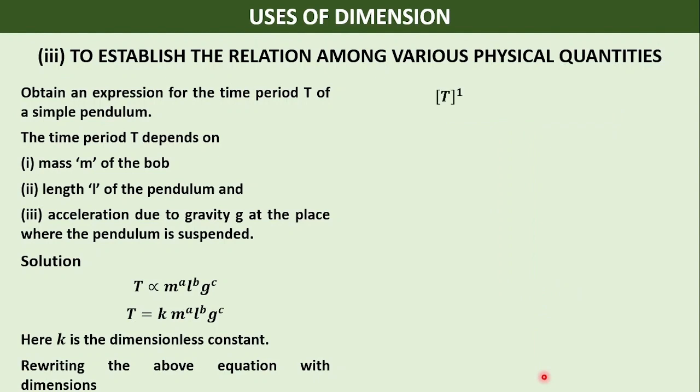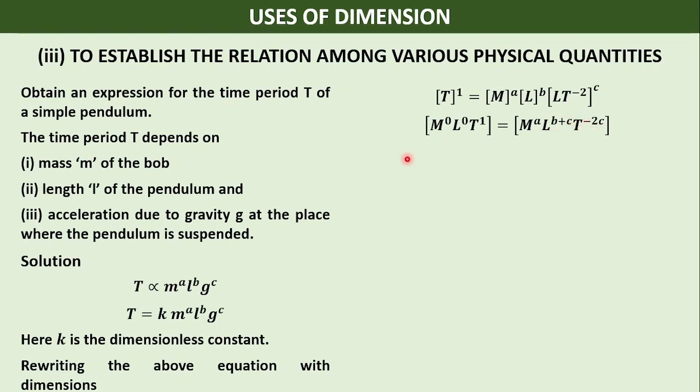We get on the left hand side T power 1, on the right hand side M power A, L power B, and for acceleration, LT power minus 2 to the power C. Now, we are going to write the dimensional formula of time in terms of M and L. So, M power 0, L power 0, T power 1, anything power 0 is 1, equals M power A, right? Is there any M in other terms? No, only one M is there, its power is A. Then there are two L, they have the powers B and C. So, when the bases are same, the powers can be added. So, L power B plus C, then T power minus 2C.